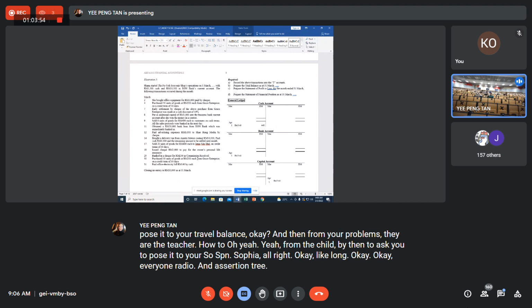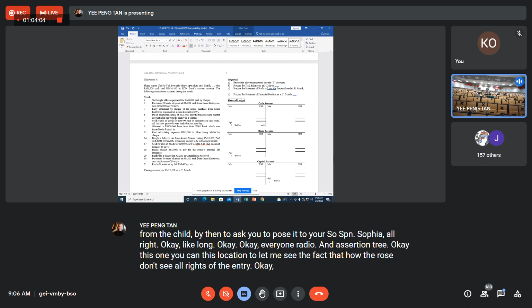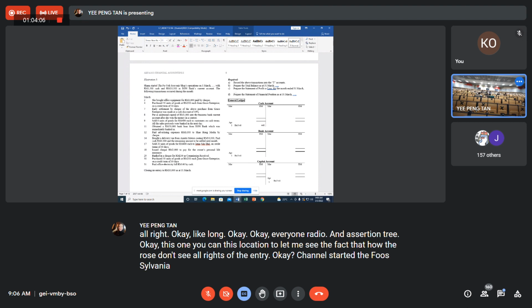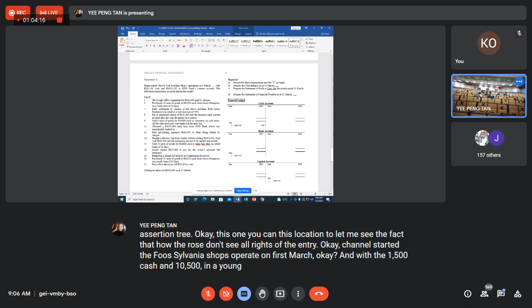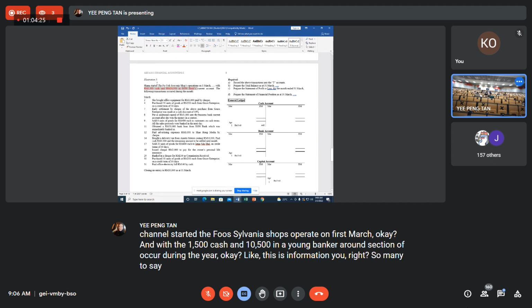Illustration 3. This illustration 3 will let you see the pattern of how the flows come in. All right, how the flows of the entry. Okay, Shanna started the Puyo souvenir shop operations on 1st March with 1,500 cash and 10,500 in Aeon Bank current account. The four transactions occurred during the year. Okay, highlight this. This is information you need to pick up. All right. So meaning to say, Shanna actually pumped in the capital to start up his business.